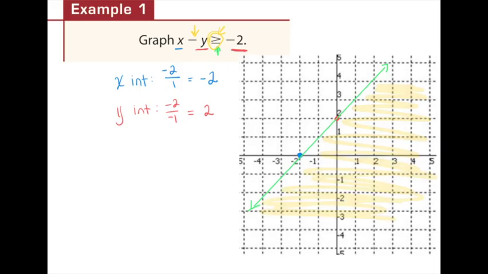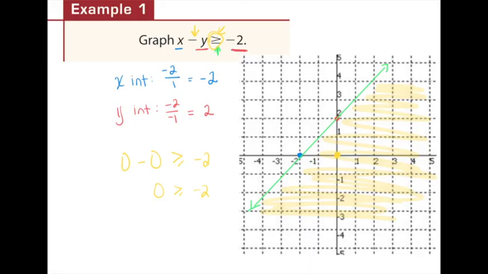You can check this. Pick a point in your shaded area, plug it in, and see if you get a true statement, all right? So let's say I pick this point right here. I'm going to pick 0, 0 because that's an easy point to plug in. Is 0, 0 part of my shaded area? Yes, yes it is. So I'm going to say 0 minus 0 is greater than or equal to -2. Is 0 bigger than -2? Yes, it is. I shaded correctly, okay? I shaded correctly.